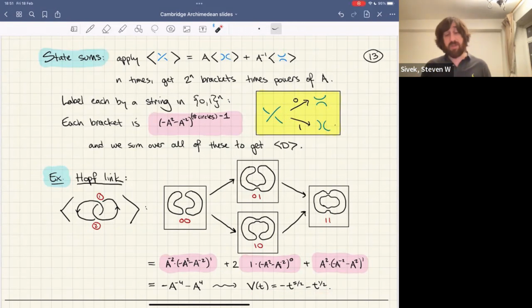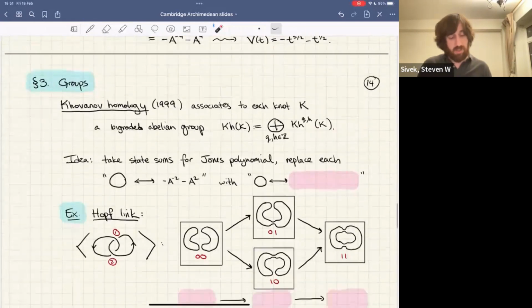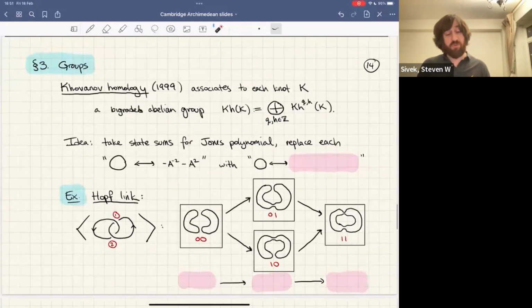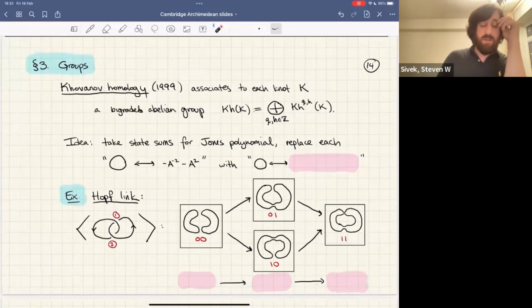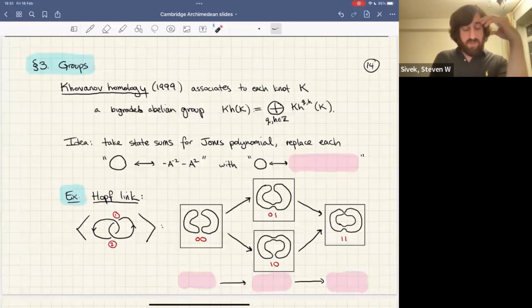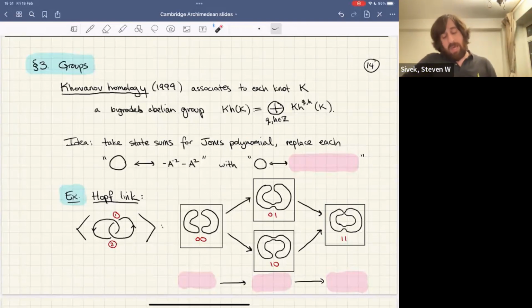And why is this a valuable thing? Because this is something that we can generalize to get our next set of invariants, which come in the form of groups. So this is something called Khovanov homology. It was introduced in 1999, a little over 20 years ago. And to any knot in the three-sphere, or in R3, it gives you a so-called bigraded abelian group.